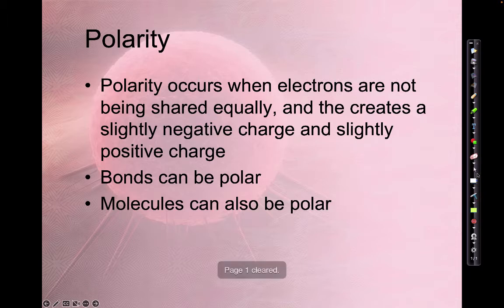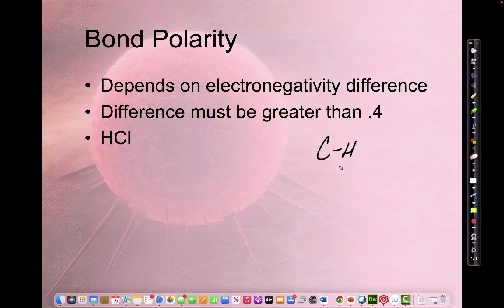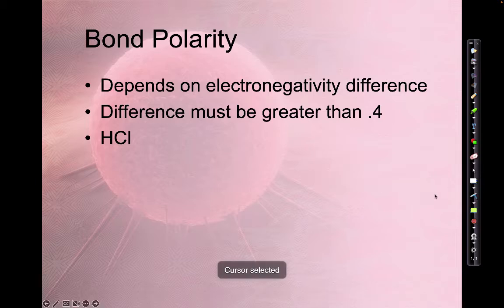When we look at a bond being polar or not, the electronegativity difference has to be greater than 0.4. I'm just going to say this, you're not going to get that table of electronegativities. So if you see that you have two nonmetals bonding together, most of the time it's going to be polar, except for a few instances where you know it's definitely nonpolar. Carbon bonding with hydrogen leads to a nonpolar bond. And then also anything that bonds to itself. If I had oxygen bonding with oxygen or fluorine bonding with fluorine, that's going to be a nonpolar bond as well.